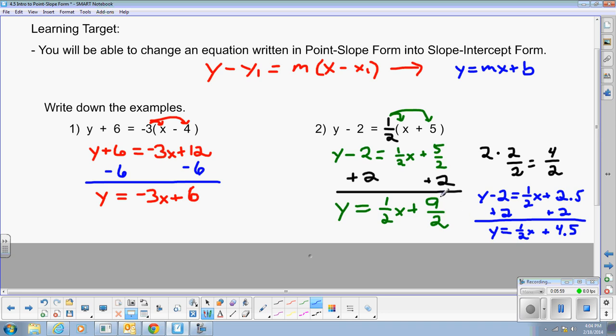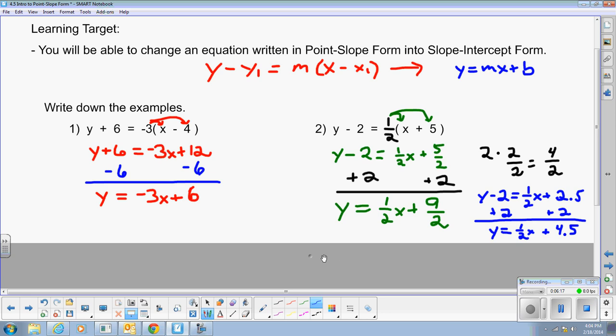Just know that my answer key is going to leave that last number in an improper form if you get a fraction there. So how do you check that? Just take your calculator and do 9 divided by 2 and see if you get the same answer. Take the number in the answer key, do the division, and see if you get the same number you got on your paper. If you do, that's how you know you got it correct.